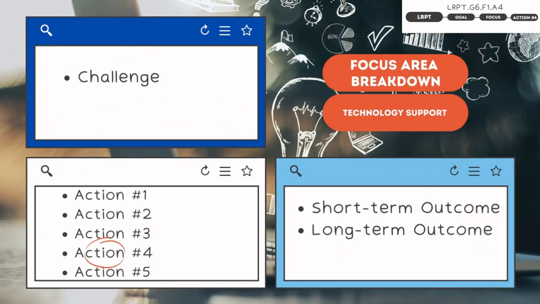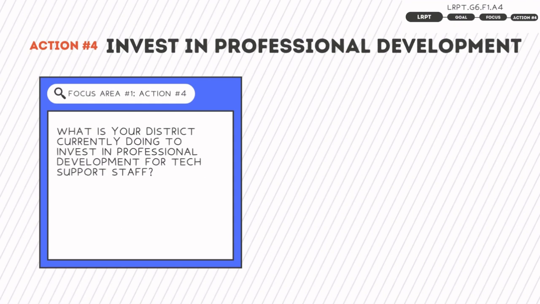Next for this focus area is action number 4. Action number 4 is to invest in professional development for technology support staff. It's important to provide dynamic professional development for tech support staff that enables them to stay current with their expertise, understand trends, and effectively prepare and evaluate for risks.